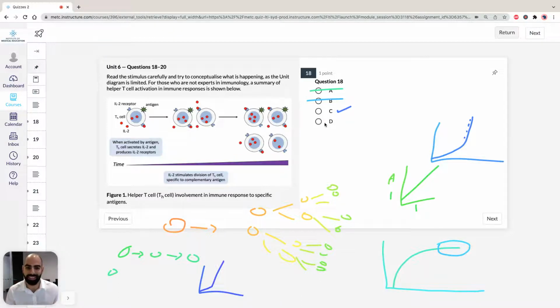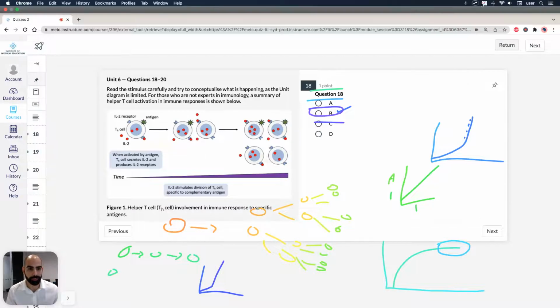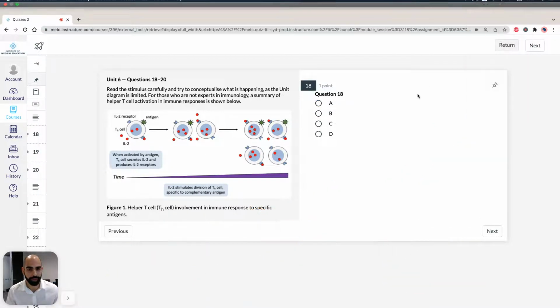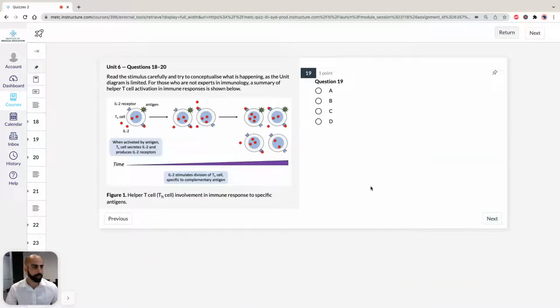So that's why D is incorrect. So the answer to 18 has to be C. So if we take a look then at 19, I'll clear the screen here. 19 asks, which of the following best explains the value of the process described? The process allows a rapid increase in the number of.